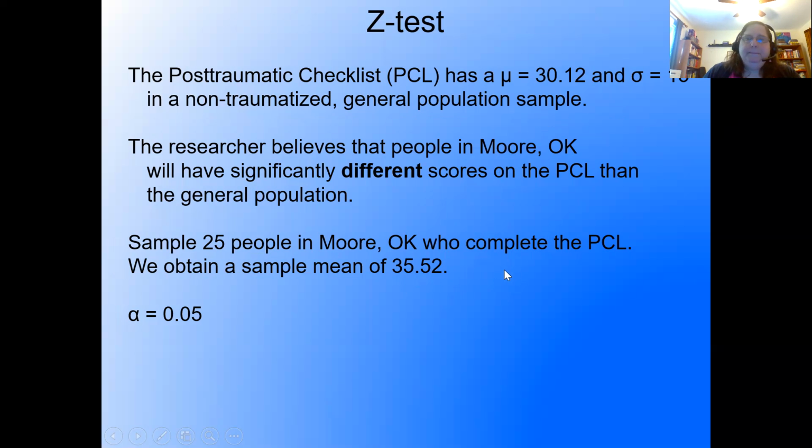Let's see what happens. Here's our alpha of 0.05. Now our alpha in the last example was 0.05 as well. I didn't specify it, but I will going forward because that's important for you to know. That tells you what the gray regions on that curve look like.